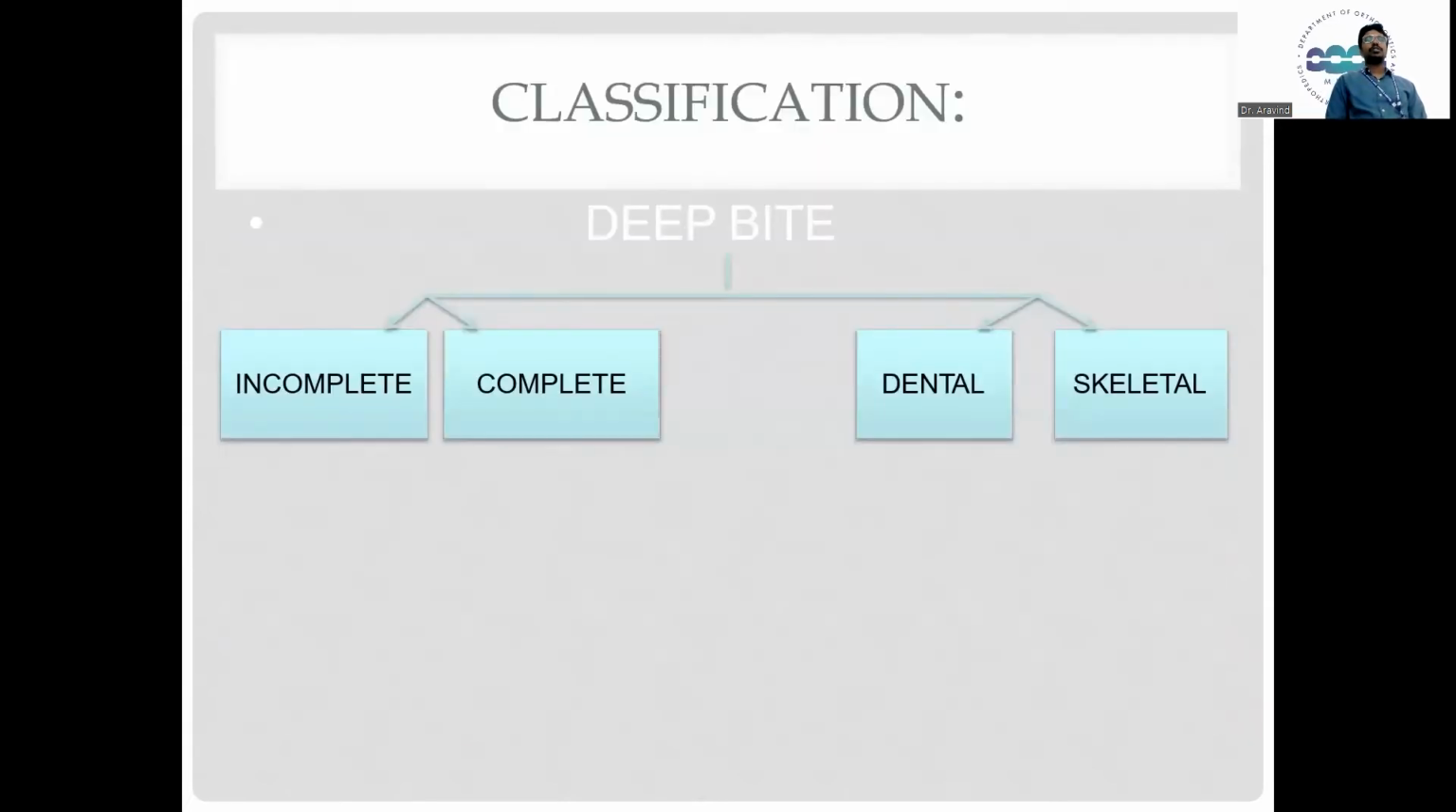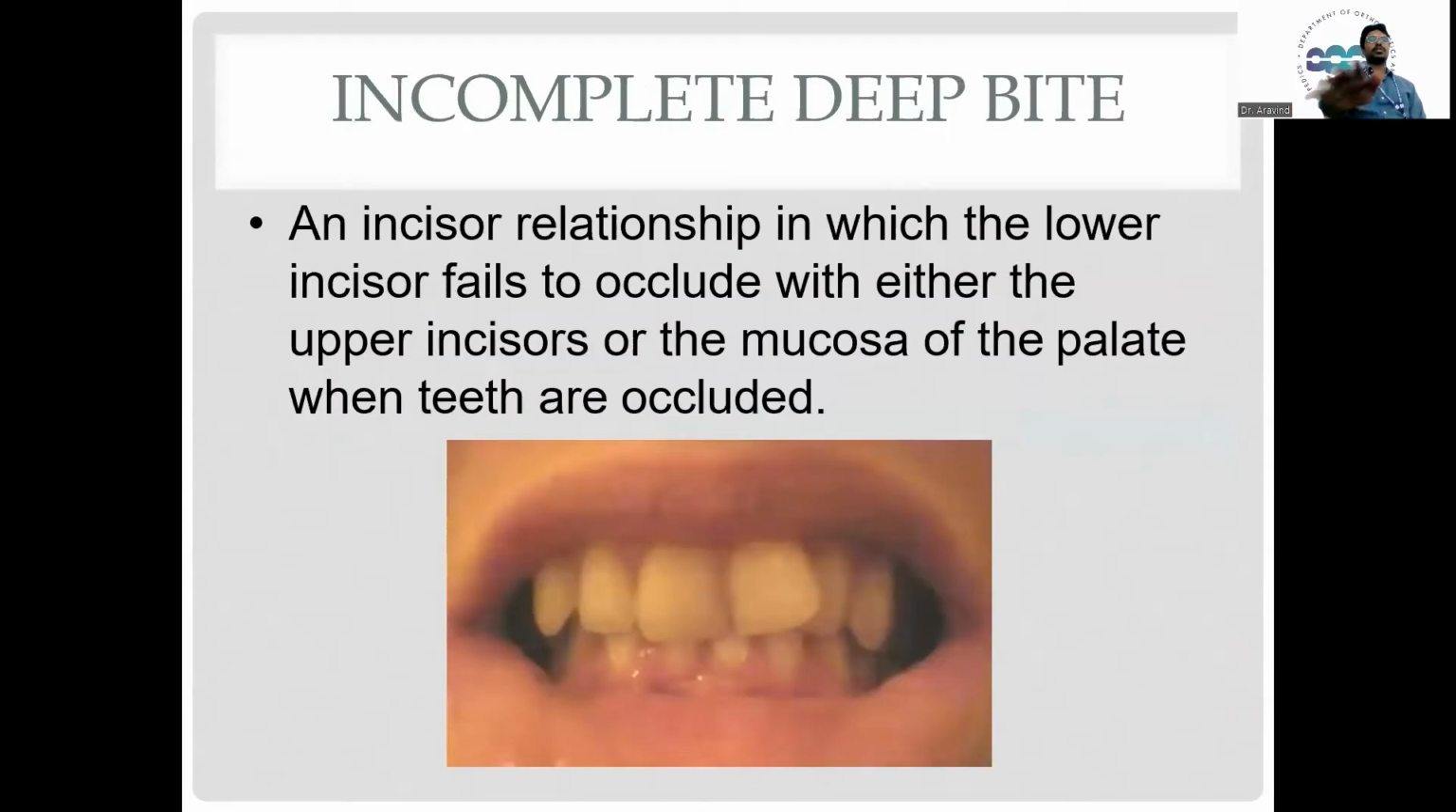So if we were to classify deep bite malocclusion, it can be broadly classified as incomplete, complete, and dental and skeletal deep bite. So first, coming to incomplete deep bite, it is a condition wherein an incisor relationship in which the lower incisor fails to occlude with either the upper incisor or the mucosa of the palate when the teeth are occluded. So this is a type of deep bite wherein the lower incisor does not occlude with either the upper incisor or the mucosa of the palate.